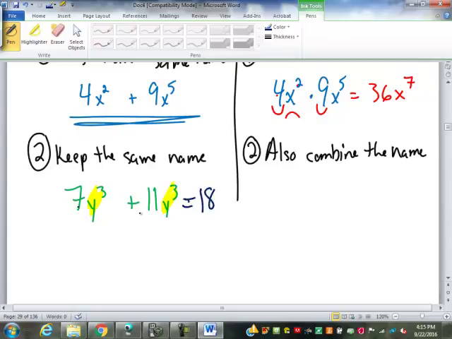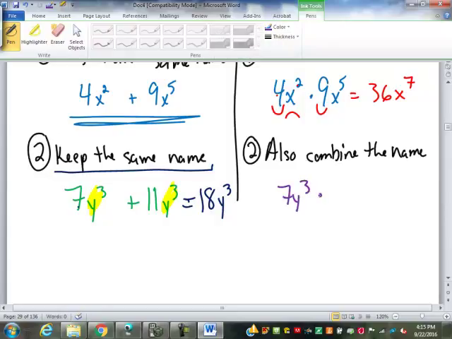Do I add the powers? No, because when I add or subtract, I keep the same name. That stays y to the third. So when I add or subtract, the powers should never change. They have to be the same to start with. And then we don't do anything with them after that. The powers in our answer will be the same as the powers in the problem. They cannot change.